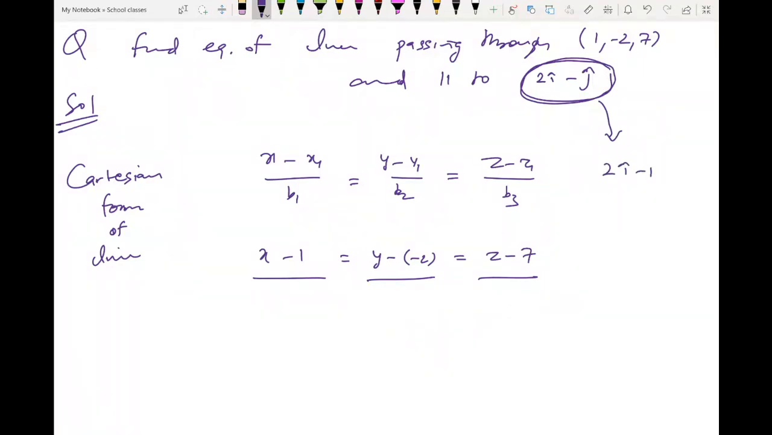This is 2i cap minus j cap. Here k cap is missing, so you can write 0 k cap. So here 2, minus 1, 0. These are b1, b2, b3. So instead of writing b1, you will write 2. Instead of writing b2, you will write -1. Instead of writing b3, you will write 0.